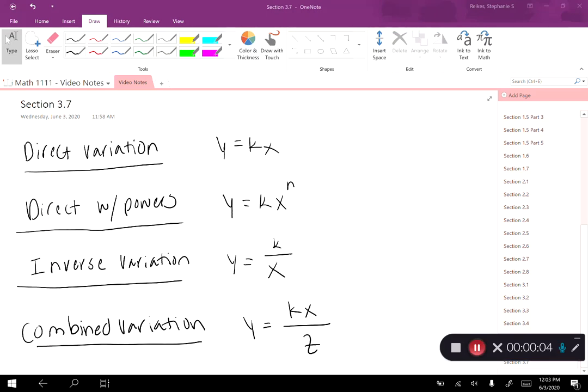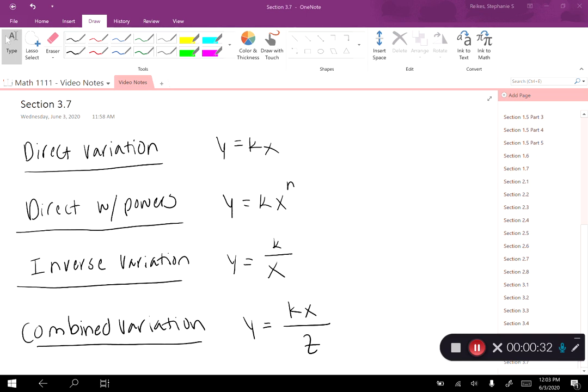In section 3.7, I will be discussing modeling using variation. Here are some examples. Direct variation will look like y equals k times x. Direct with powers will look like y equals k times x raised to some exponent. Inverse variation is going to be a fraction, y equals k over x.